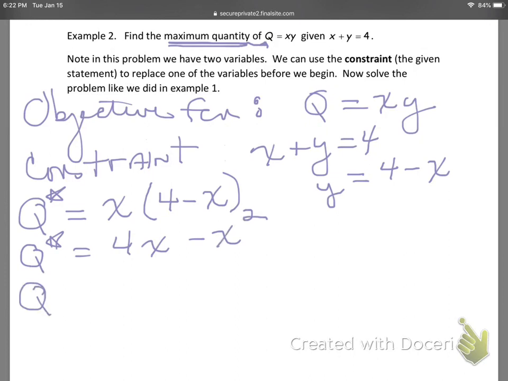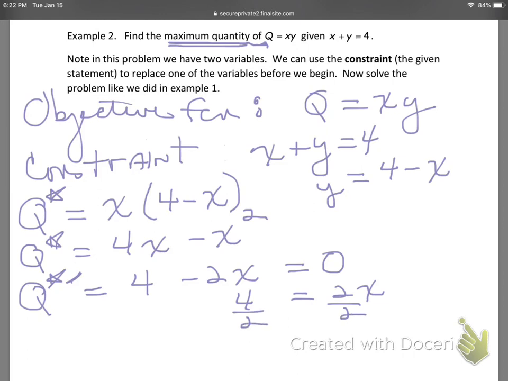After a while, we'll just stop doing the stars, but I'll just do it now for consistency. Okay, so I'm going to find this derivative. That's going to be 4 minus 2x, and that has to equal 0. So 4 equals 2x, divide by 2, divide by 2, so x equals 2.